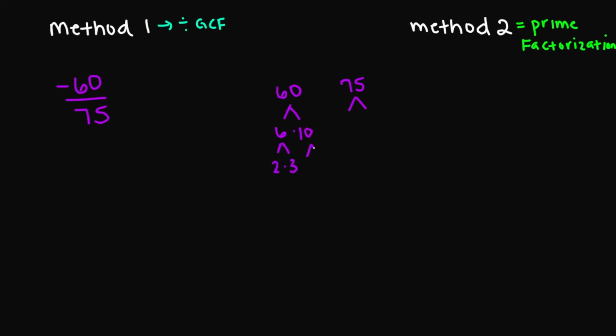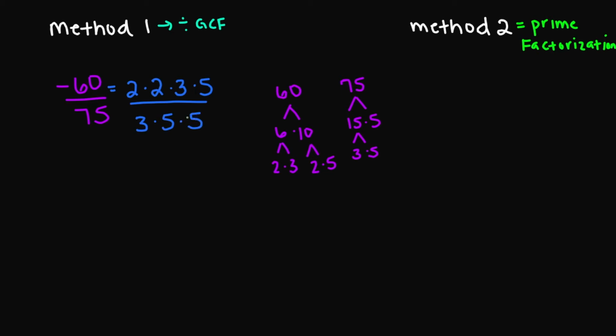And my 10 here is 2 times 5. My 75 I can factor into 15 times 5. My 15 is 3 times 5. So my 60 we said is 2 times 2 times 3 times 5. And then my 75 is 3 times 5 times 5.